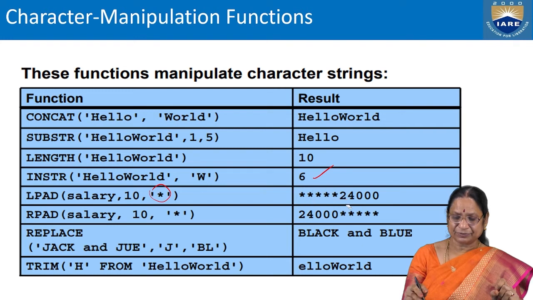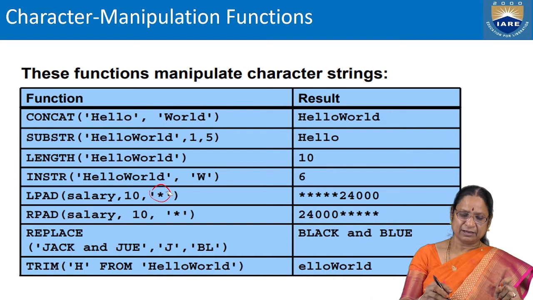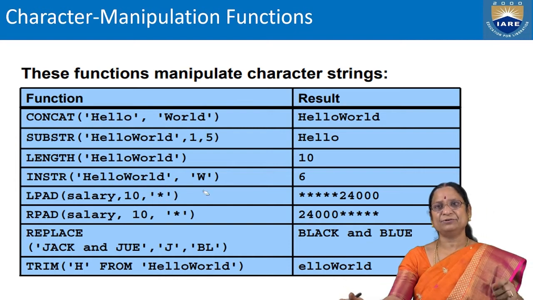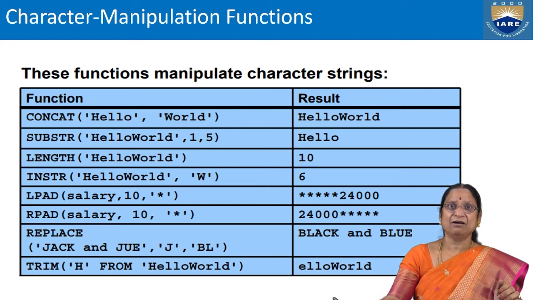Similarly, RPAD. For example, in this RPAD, salary 10, star. If it is RPAD, it means we have to replace blanks on the right side. Then 24,000 will be displayed first and the rightmost 2 spaces are going to be replaced with stars.